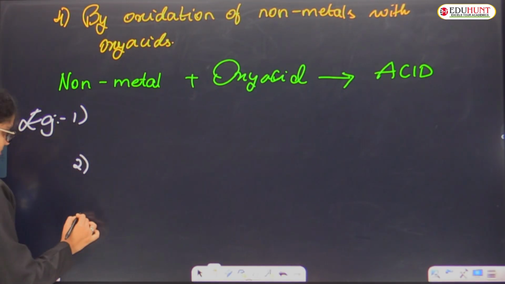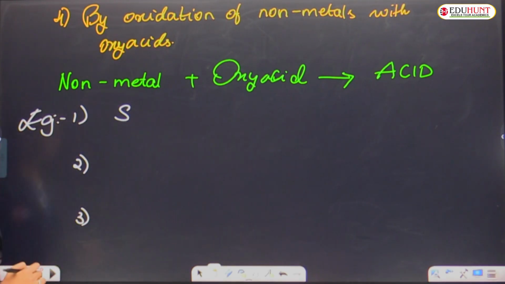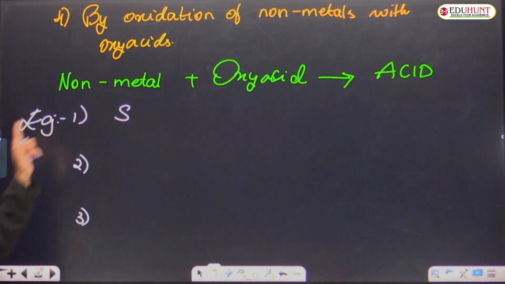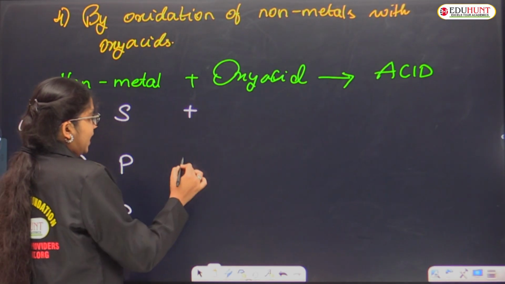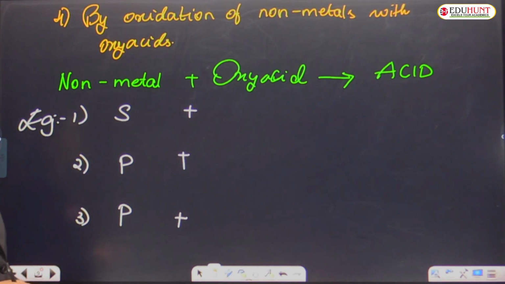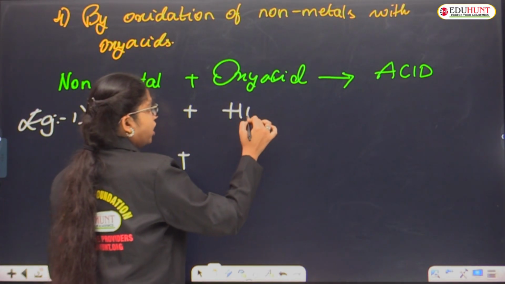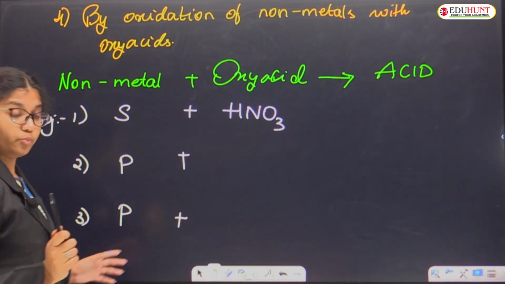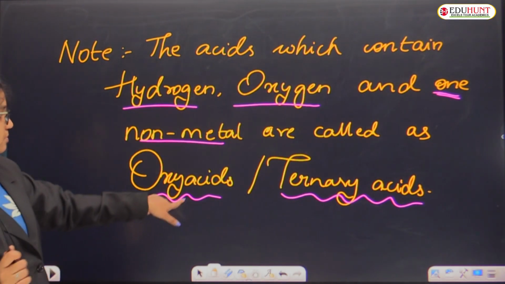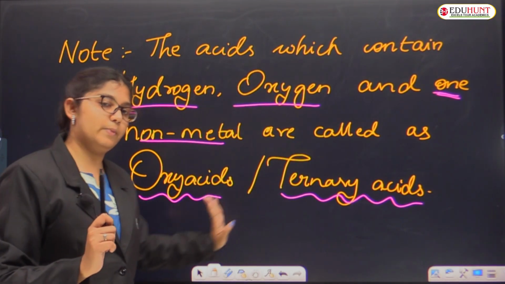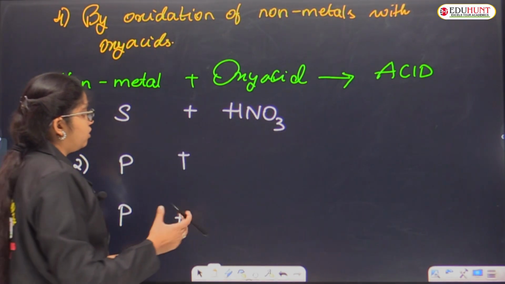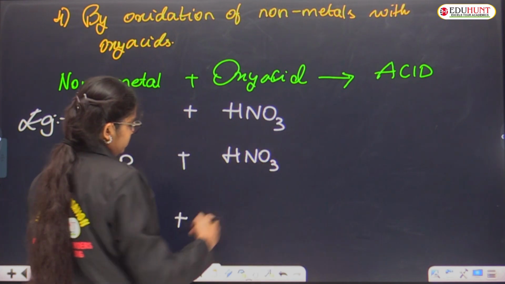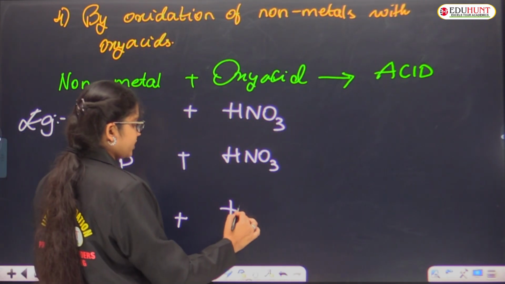So first example is, we take sulfur element, sulfur non-metal. Okay, we are taking non-metals such as sulfur, and second one is phosphorus, and the third one is also phosphorus. Now for this, let me add oxy acid such as HNO3. Oxy acid means what, children? I told you note point no here. Oxy acid means it contains one hydrogen, one oxygen and one non-metal. So here I'll take the example of nitric acid, and here also I'll take nitric acid, and here let me take sulfuric acid.